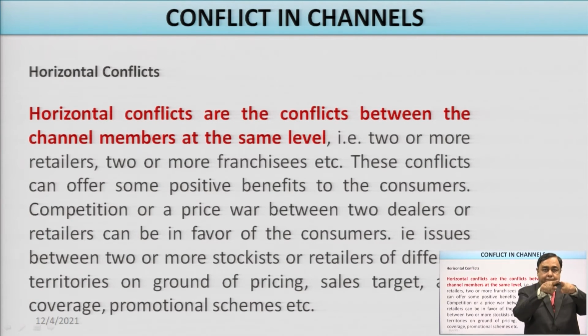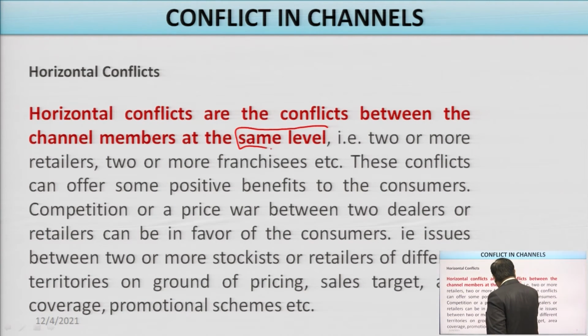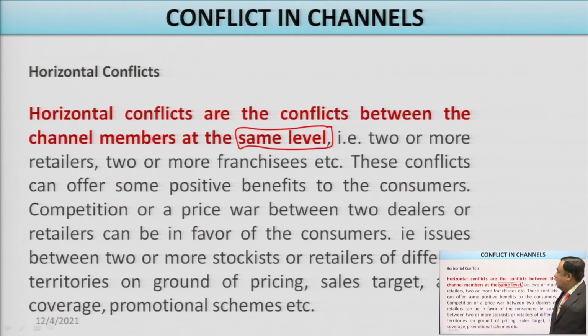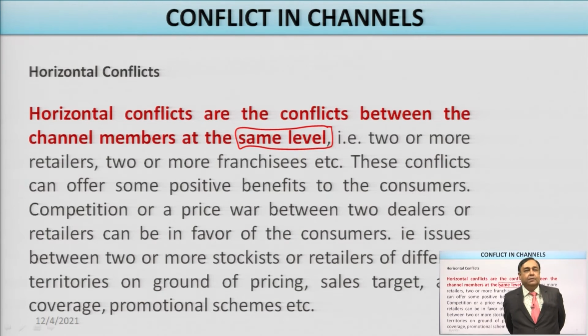The horizon, that means the first and foremost thing is they must be in the same level. Horizontal conflicts are conflicts between the channel members who are at the same level. Verticals, the levels are different. I hope this fundamental difference is clear to all of you. Now, whenever horizontal conflict is there, two or more retailers, two or more franchisees who are at the same level, if there exists a dispute, we are calling it a horizontal conflict.